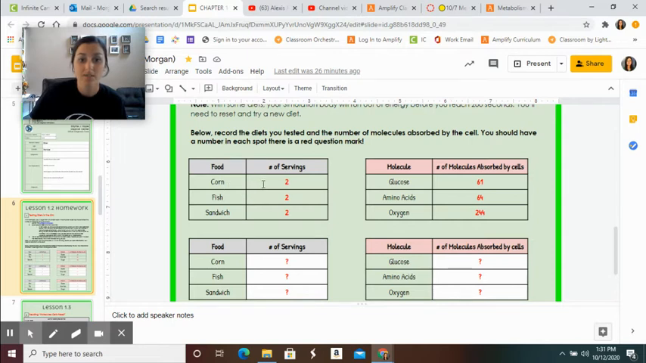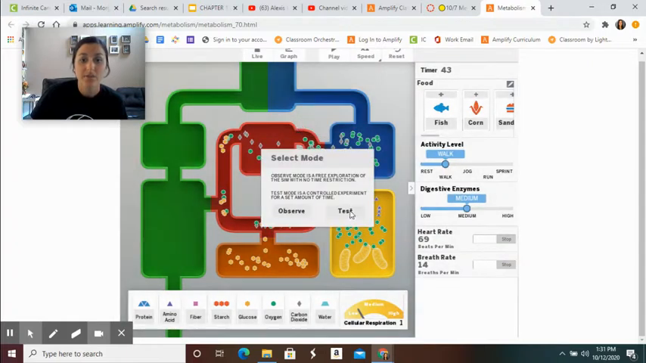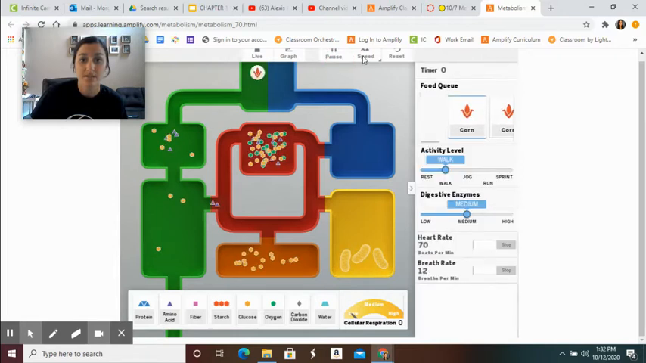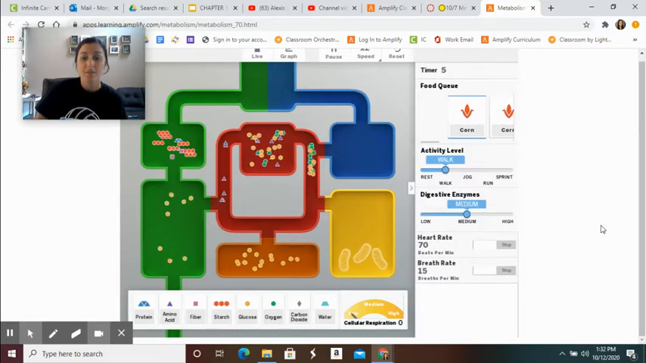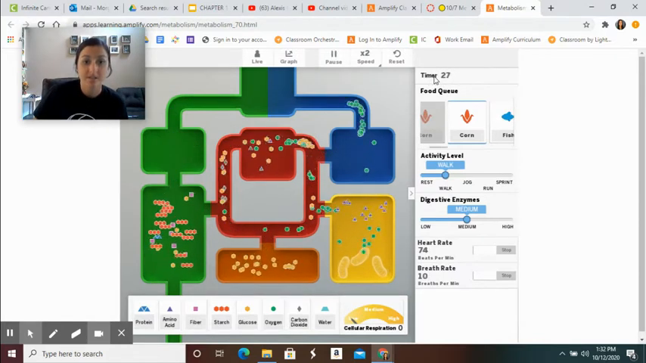So one chart on one side is the number of servings you are giving the simulation, and then over here is your results. So if I put 2 servings of corn, 2 servings of fish, and 2 sandwiches, I'm going to reset my simulation because now you want to have your simulation in healthy body test mode. So you're going to click test, and I'm going to give them 2 things of corn, 2 things of fish, and 2 sandwiches. And then I'm going to run it, and I'm going to make my speed go faster because you are going to run it until this timer reaches 200. And it will actually stop on its own.